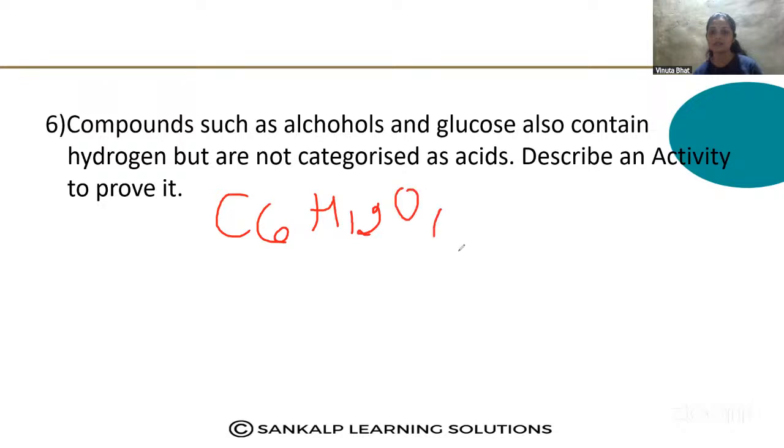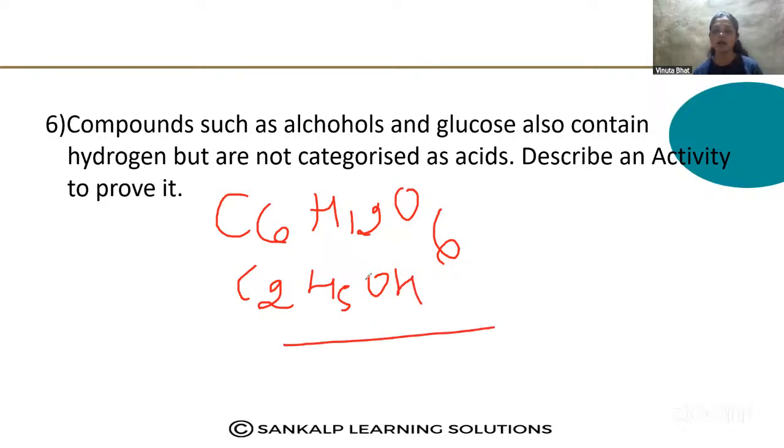C6H12O6 is the glucose chemical formula. And alcohol also contains hydrogen, for example C2H5OH. So hydrogen, that is H, is present. So why are they not considered as acids? You have to prove that using an activity.